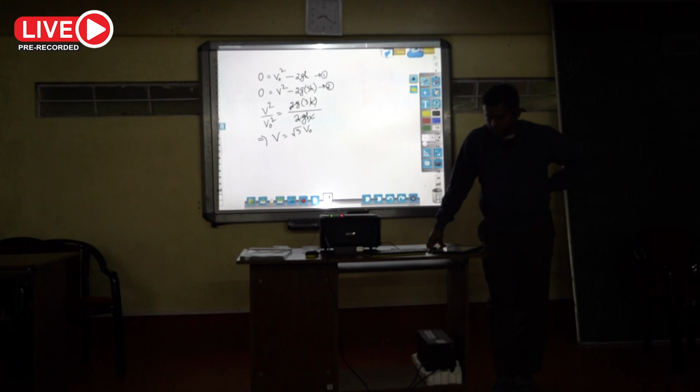What will be the position of this particle when it achieves maximum speed along positive x direction? Maximum speed along positive x direction.